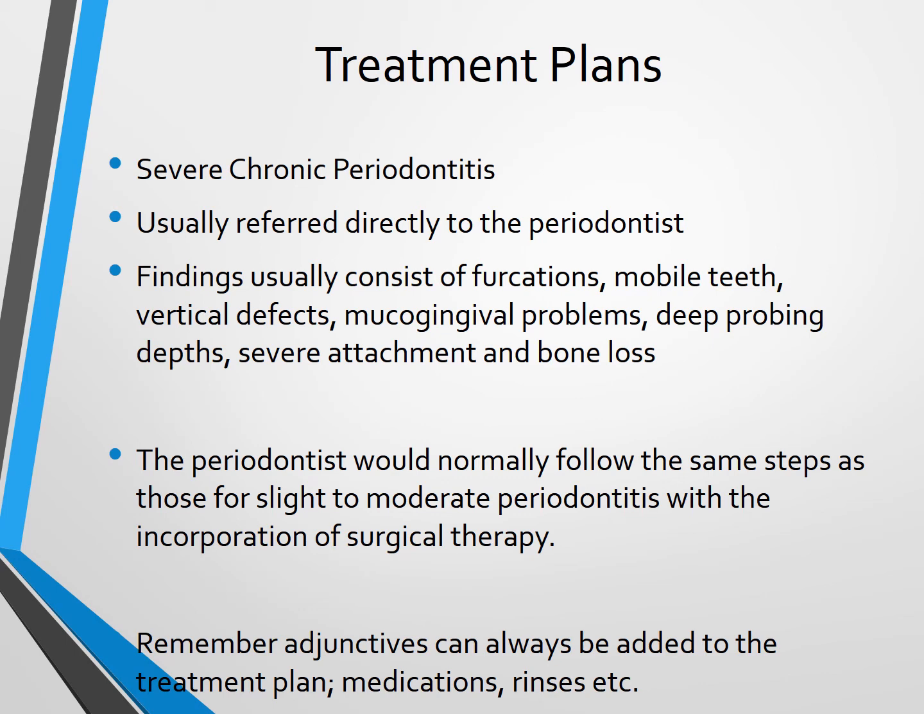The periodontist would normally follow the same steps as those for slight to moderate periodontitis with the incorporation of surgical therapy. One must first make sure that the oral hygiene is adequate, and then they can move the patient from non-surgical therapy to surgical therapy. Remember also that adjunctives can also be added to the treatment plan. For instance, we can incorporate medications, rinses, or things of that nature.